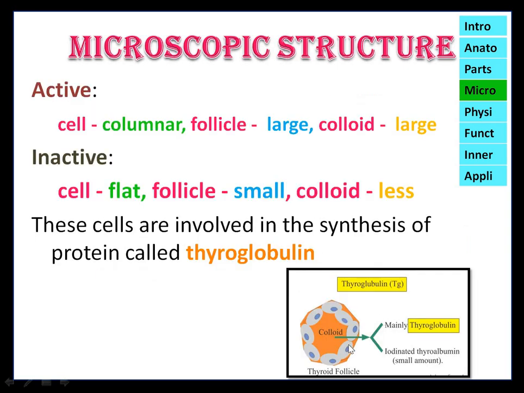During more activity, the cuboidal cells are converted into columnar cells, and these follicles are large in size and produce a large amount of colloid. In the inactive state, the cells are converted into flattened epithelium, and the follicles are smaller in size and produce less amount of colloid. These cells are involved in the synthesis of a protein called thyroglobulin.